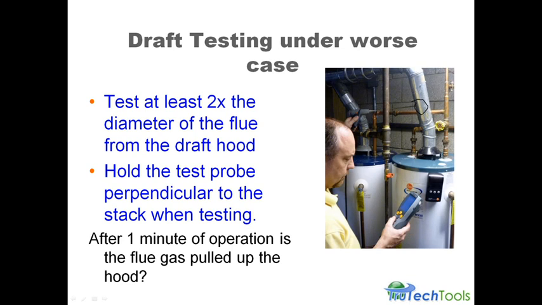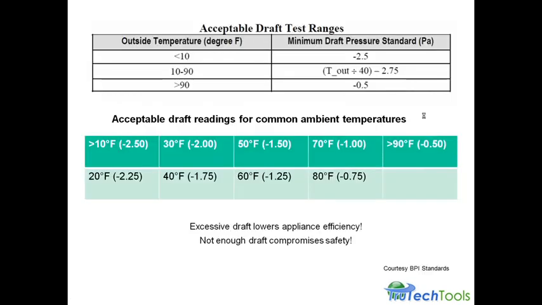As the chimney warms up, the draft is going to increase, or could increase. It should increase because you're going to flow those flue gases up faster and faster because we have a higher differential temperature between the outdoor air temp and the flue gas temp. So what's the acceptable draft range? Well, BPI has a standard for that. There's actually a formula for that, right? And it's telling us the minimum amount of draft we're allowed to have is 2.5 pascals. At less than 10 degrees, it's 2.5 pascals. At greater than 90 degrees, it's 0.5 pascal. And anywhere in between that, there's a formula: the temperature outside divided by 40 minus 2.75.